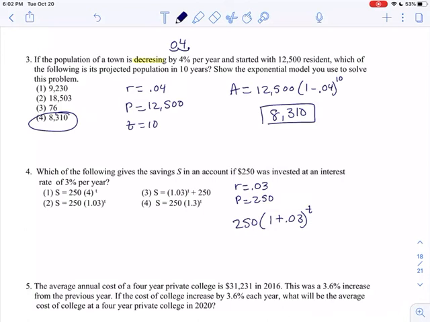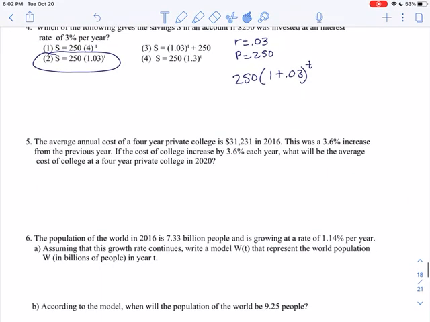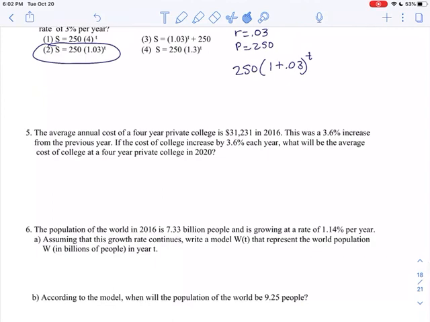Okay, but I'm still using my same exact formula. I just don't have the time. I'm coming up with the equation here. I'm not coming up with an actual answer. 1 plus 0.03 is choice 2. 1.03.